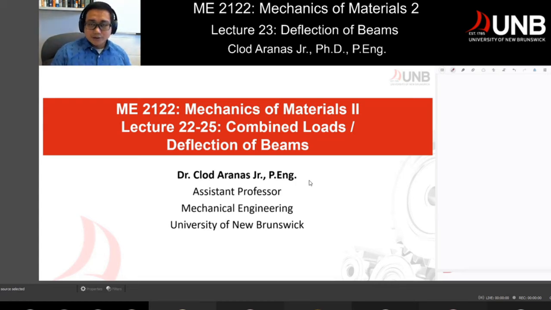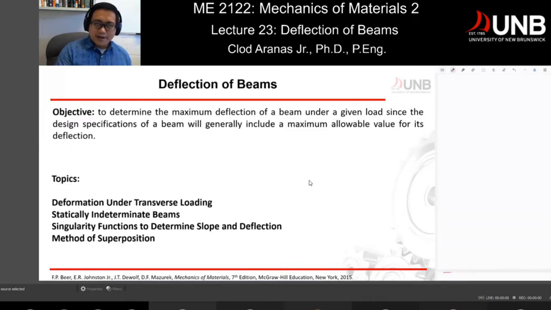For deflection of beams. So this is the third chapter of Mechanics of Materials 2, deflection of beams. In the previous chapter, we discussed the design of transmission shafts, and the second part was combined loads. Now we're going back to another topic which is related to beams.